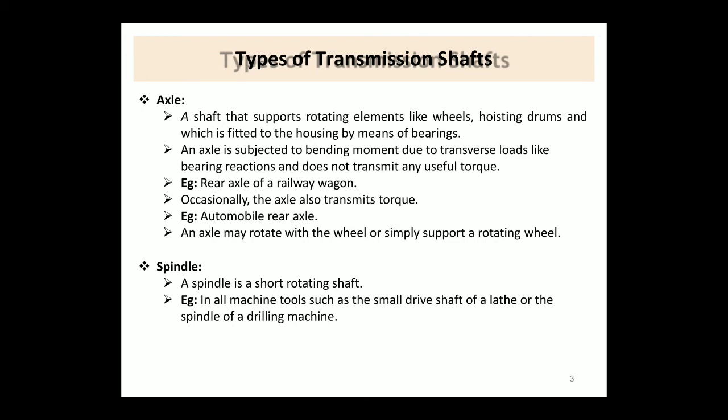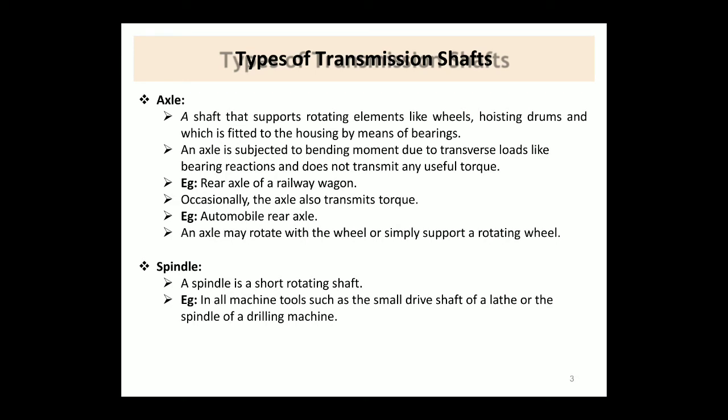In other words, an axle, though similar in shape to a shaft, is a stationary machine element and is used for transmission of bending moment only. For example, the rear axle of a railway wagon. Next is the automobile rear axle. These are examples of use of axle.